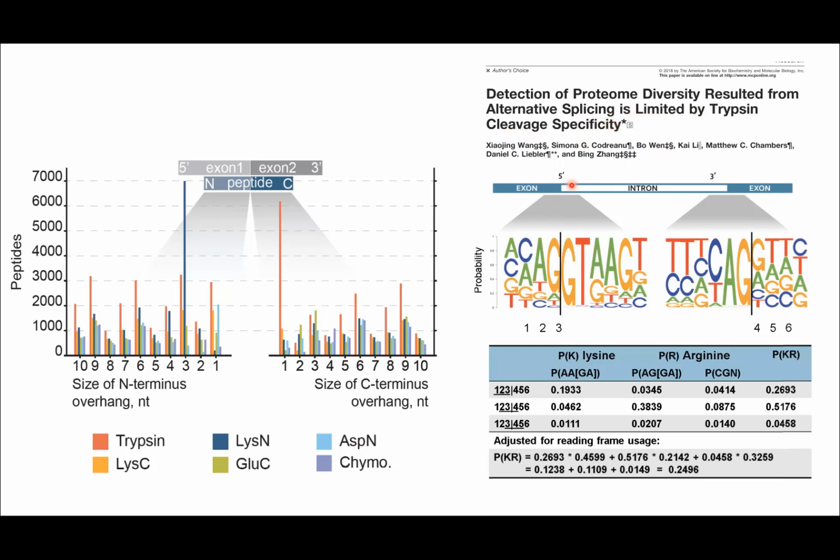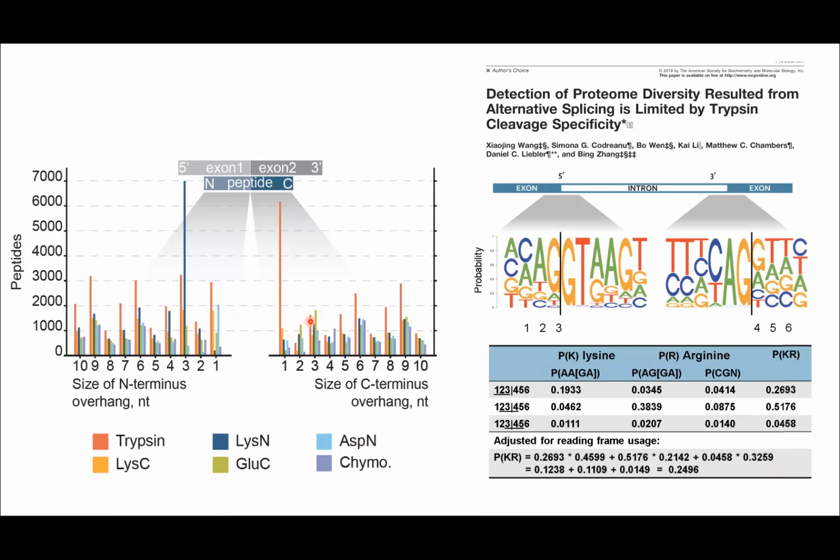And the upshot of that work is that the nucleotides approaching these junctions are enriched for three-letter codes that code for either lysine or arginine, which is where trypsin cleaves. And so you have a high probability of having one of those residues there, so that you don't actually get a peptide that spans that junction. So that's why we see these spikes for Lys-N on one side and trypsin on the other. And the other enzymes don't show that so much.